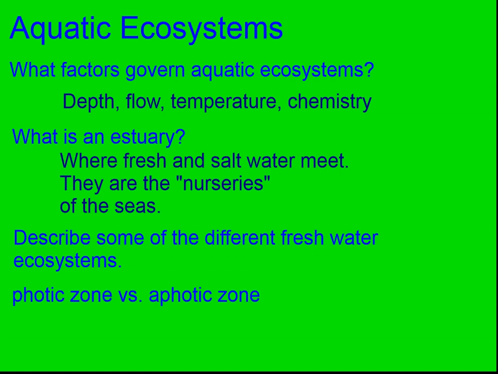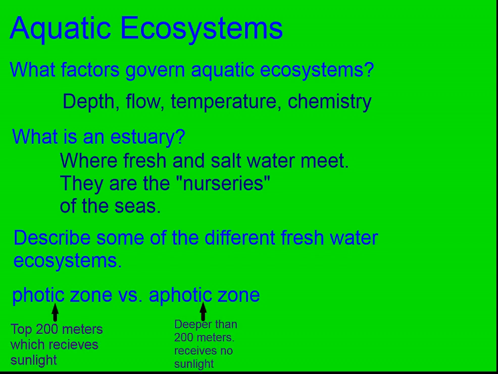Photic zone and aphotic zone. Photic zone is the area at the top which gets light. Deeper than 200 meters, that's the aphotic zone and receives no sunlight. You're not going to find plants down there or algae.